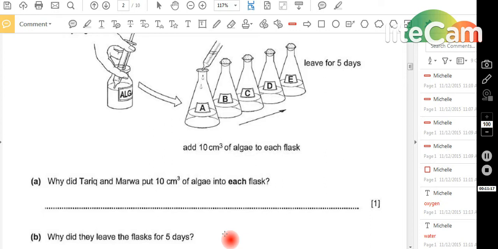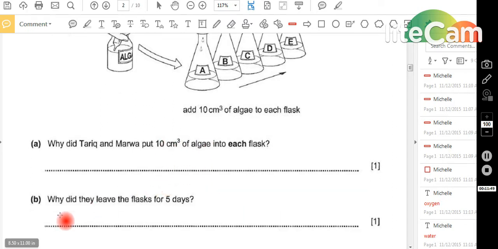If they ask you a question of how you can improve this experiment to give more accurate results, you can mention things like keeping all the flasks at the same temperature, and anything else that might have an influence on this. So you want all other factors that might impact this to be kept constant and the same. Does that make sense to you guys?